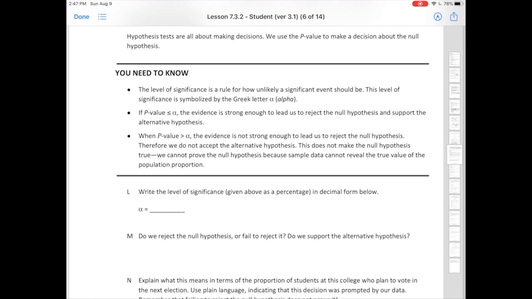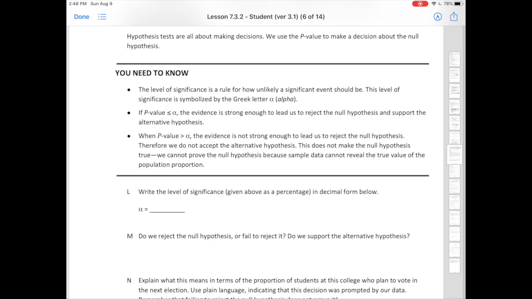So alpha is the significance level. That's all it is. It's a shorthand for the significance level. If the p-value is less than or equal to alpha, the evidence is strong enough to lead us to reject the null hypothesis and support the alternative hypothesis. When the p-value is greater than alpha, the evidence is not strong enough to lead us to reject the null hypothesis. Therefore, we do not accept the alternative hypothesis.